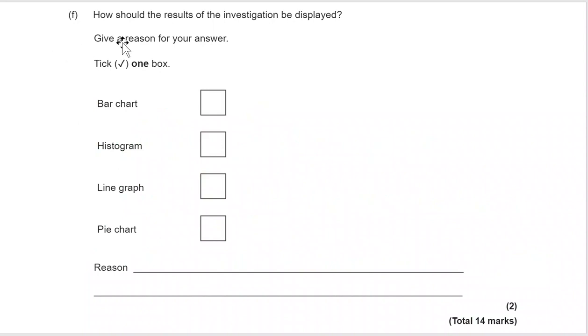And finally, part F, how should the results of the investigation be displayed? Well, it should be a line graph, and that is because mass is a continuous variable. And that takes us to the end of this question.